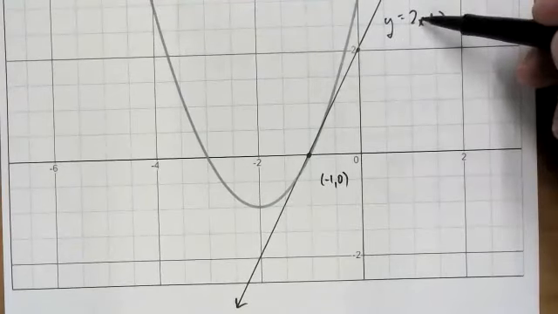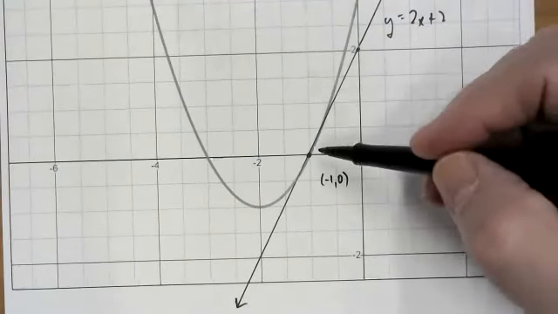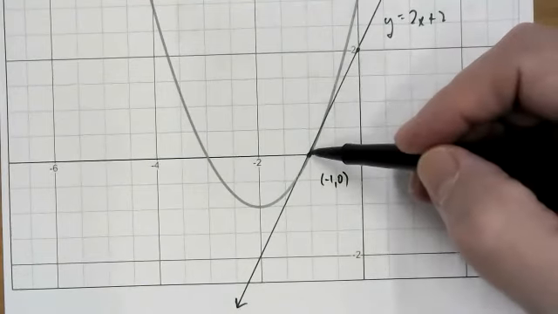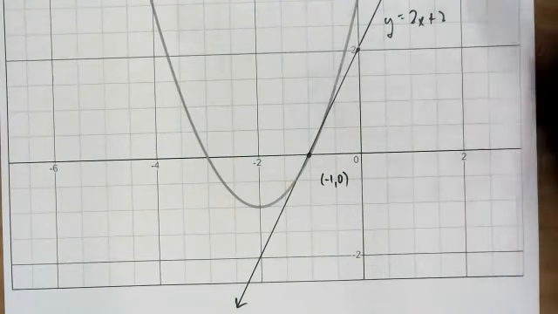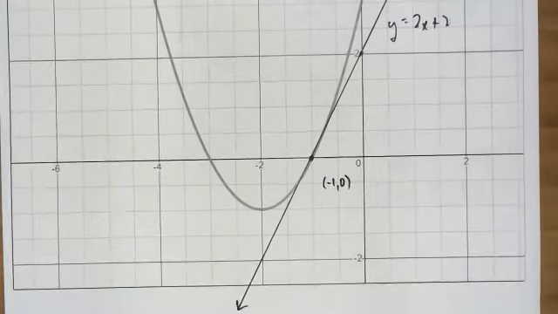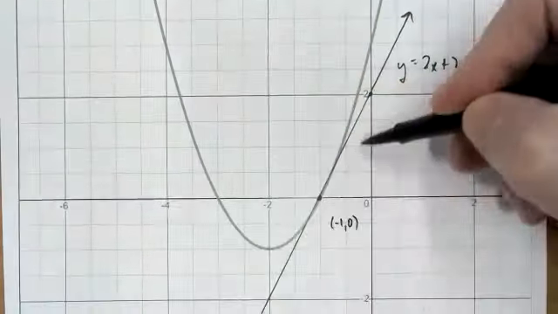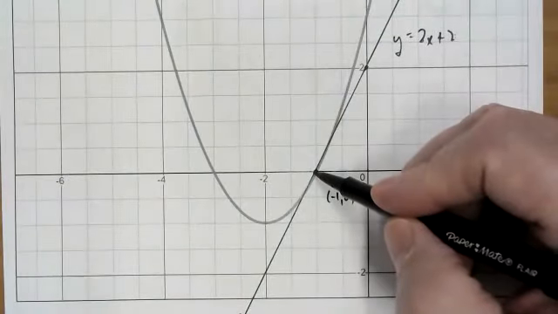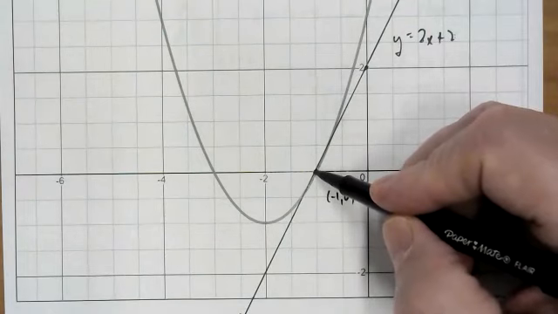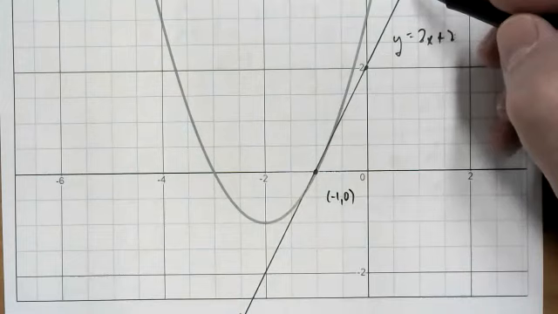And if you look, the slope should be 2. If I go from here to here, I go up 2, and I go over 1. Yep, the slope is 2. The y-intercept is 2. So the idea of this problem is you're given this function, this equation, and then you're given a point on the curve, and you're asked to find the equation of this line.